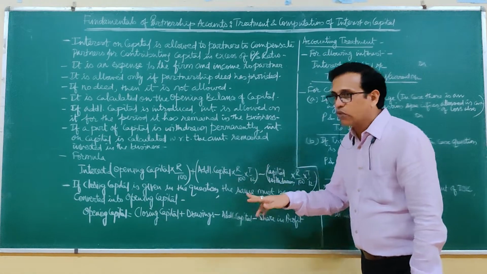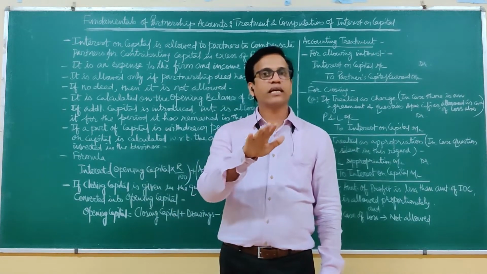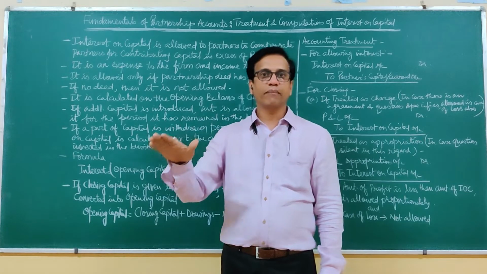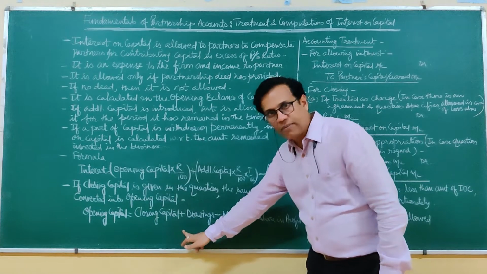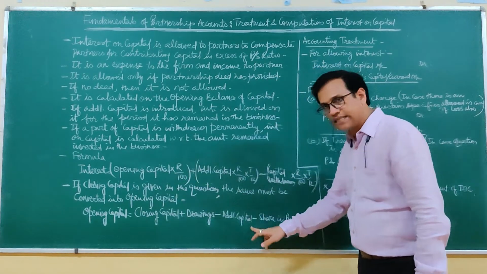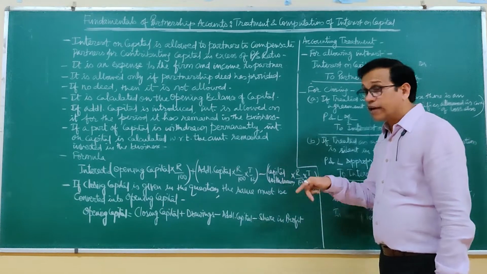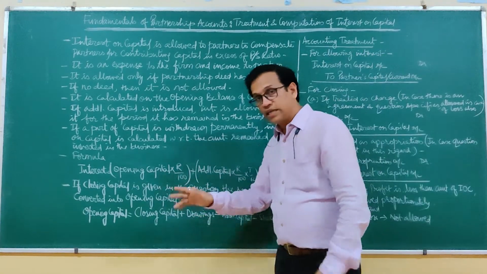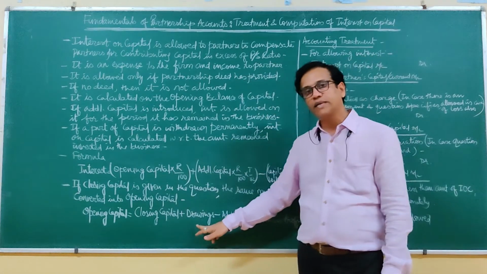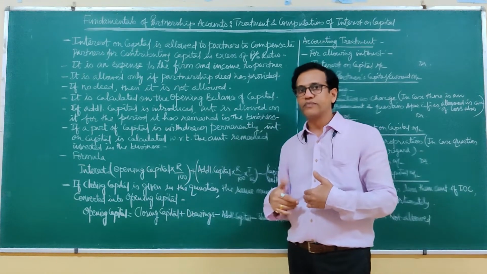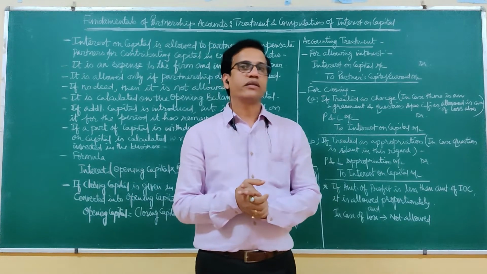And if in the question closing capital is given, we have to convert that closing capital into opening capital. Opening capital can be calculated as closing capital plus drawings minus additional capital minus share in profit. Why? Because closing capital is calculated by adding share in profit, by adding additional capital, and by subtracting drawings. So we reverse it. We are going back to the beginning. So we have to reverse what we have done so far.